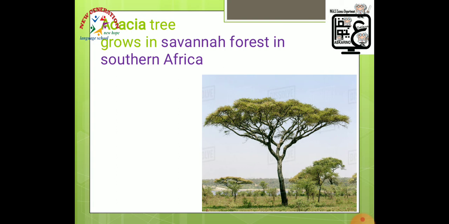And look at this picture. What is this? It's an acacia tree. Did you remember in grade 3 we talked about acacia tree? Yeah, acacia tree grows in savanna forest in southern Africa.